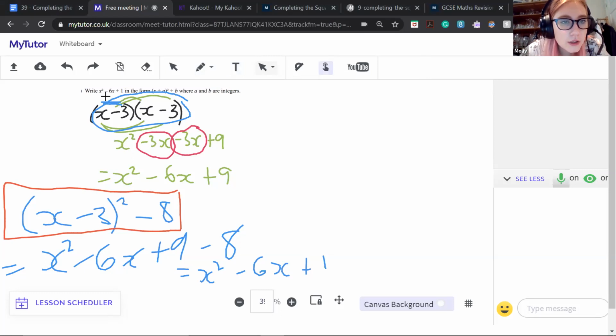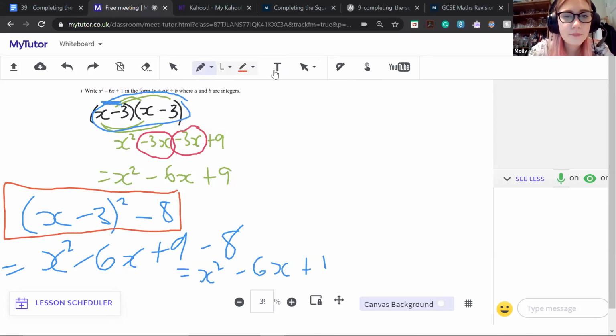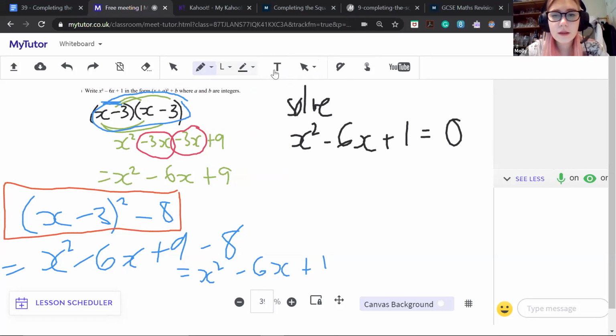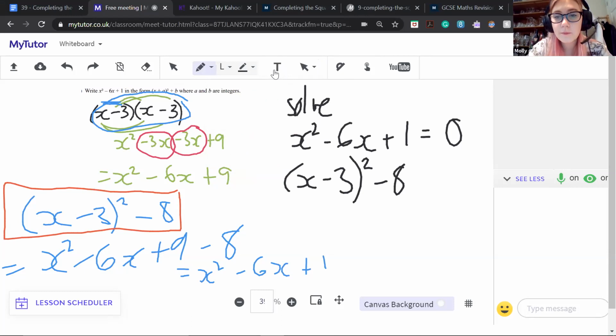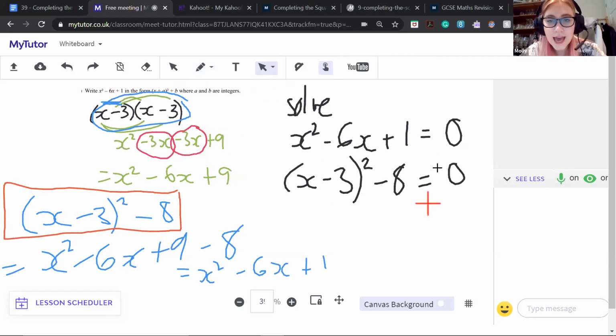So solve this equals 0. So it will be: solve x squared minus 6x plus 1 equals 0. So what we do is we replace this with what we've just said our completed the square form is. So now all we want to do is rearrange this to get x on one side and our two solutions on the right hand side.